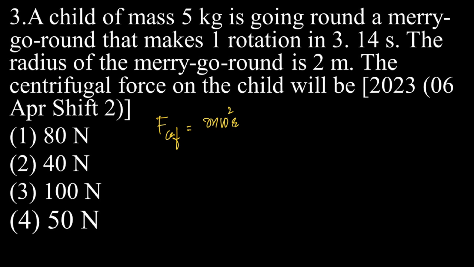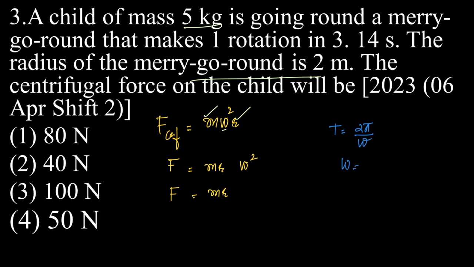Right? What's given to us? We've been given that the mass is 5 kilograms, so m is known. Our radius is 2 meters, so r is known. Now what we don't know is omega. So we can write that required F is equal to m into r into omega square. Now what is omega? We know that time period is equal to 2 pi by omega. So omega is equal to 2 pi by t. Now what is omega square? Omega square will be 2 pi the whole square by t square, which is 4 pi square by t square.